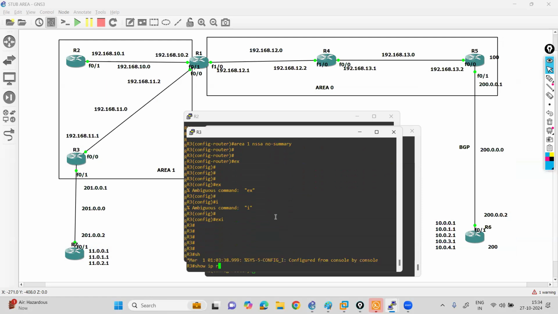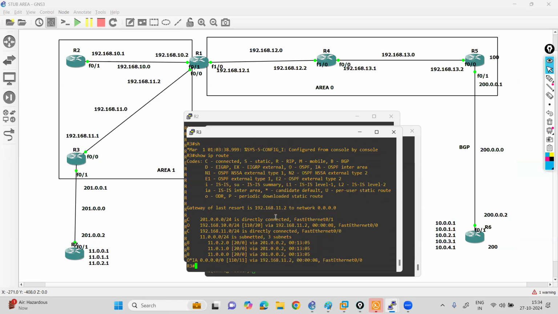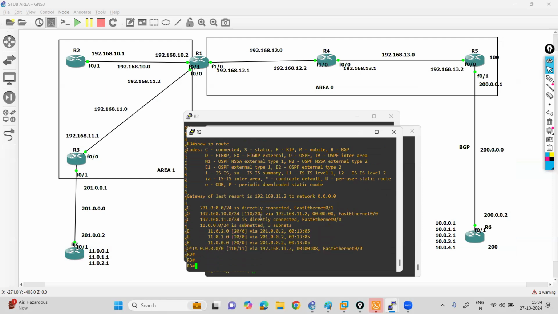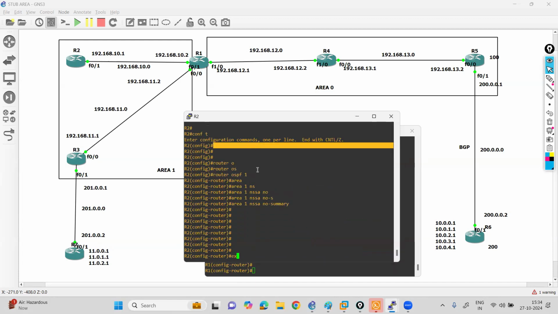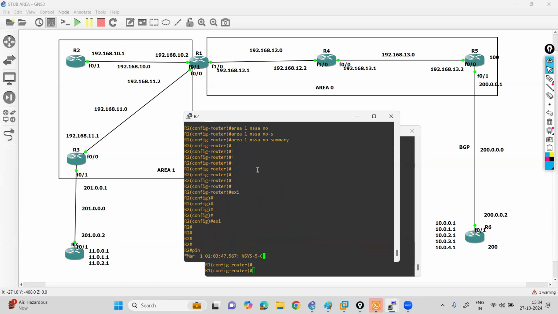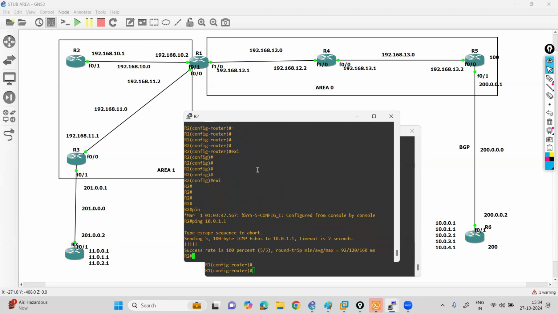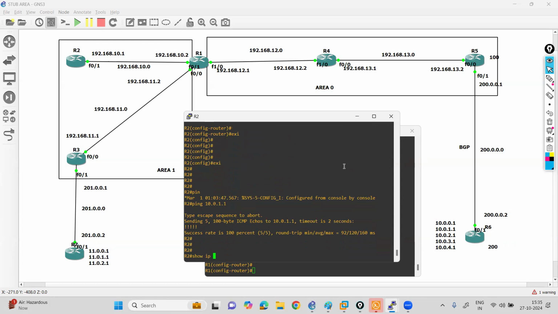Show IP route. So everything has been blocked over here. Okay, and now the inter-area external routes will be converted into O star IA. Right or not, dear? Let me try to ping any of these. Ping 10.0.1.1. Yeah, they are pinging now. Clear, dear? They are pinging. Let me check the table.